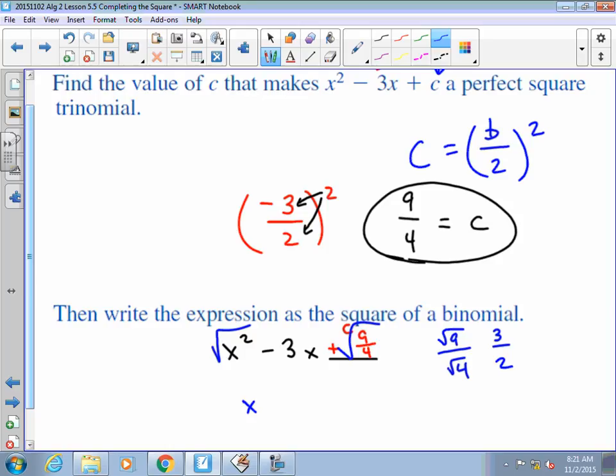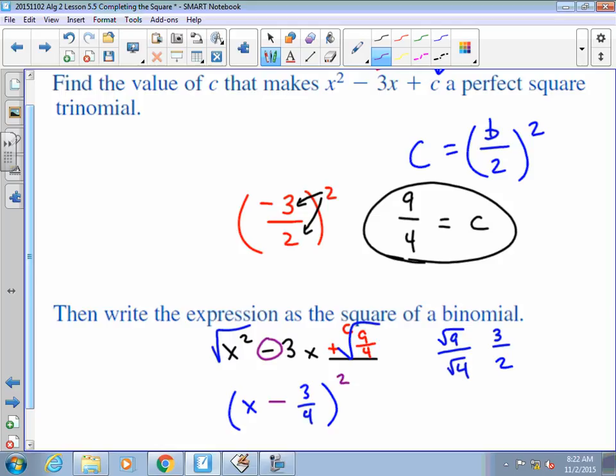So the square root of 9 is 3. The square root of 4 is 2. So that's your binomial, x and 3/2. This is the sign right here in front of b that goes in between them. So x minus 3 over 2. And then that entire binomial is squared.